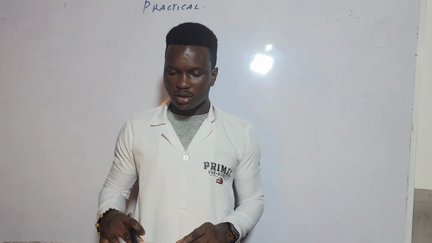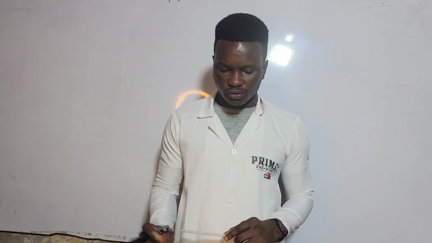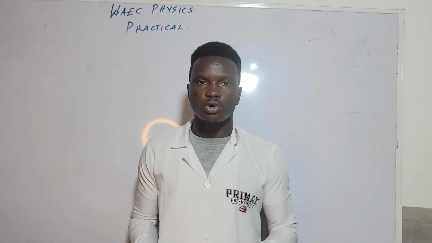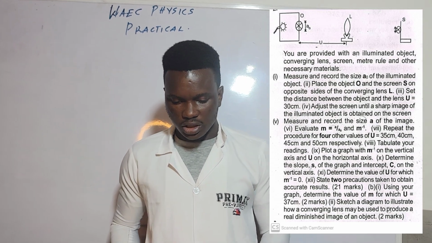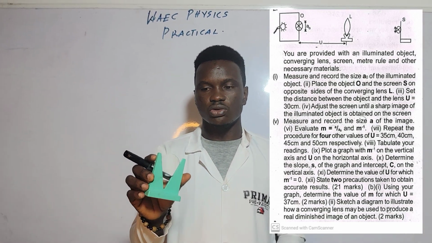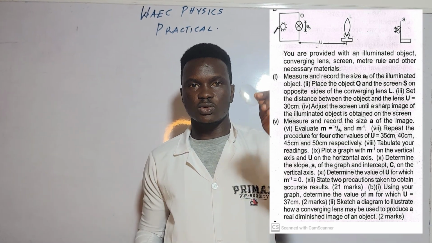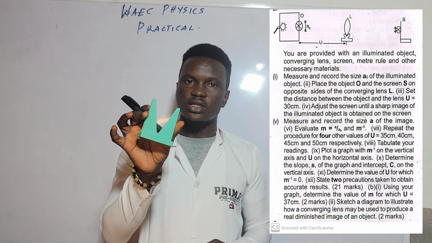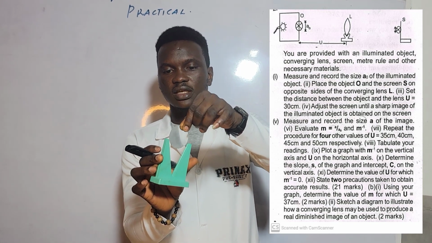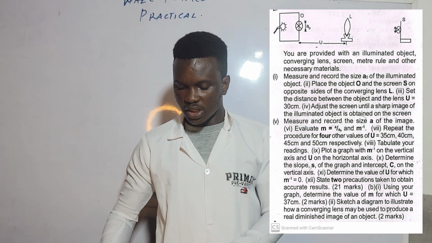I'll show you an example. I'll be using a question from the year 2014 to teach you how the practical should go. For number 1, WAEC said we should provide you a lens, which is a convex lens, and a lens holder. So this is the lens holder. You place the convex lens in the lens holder. So you place it down.